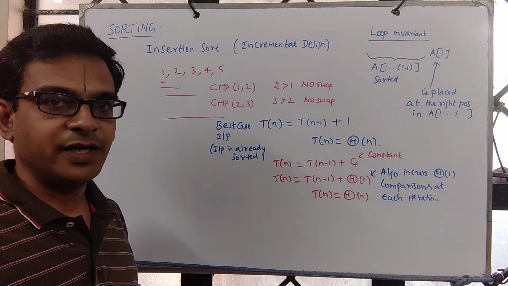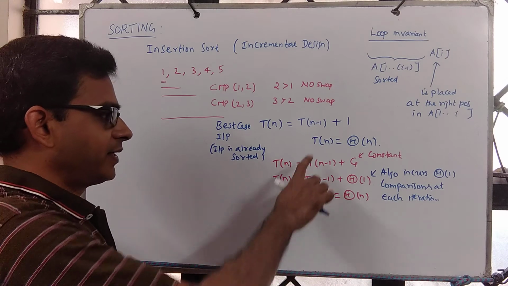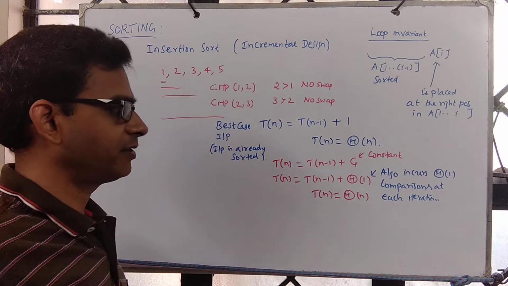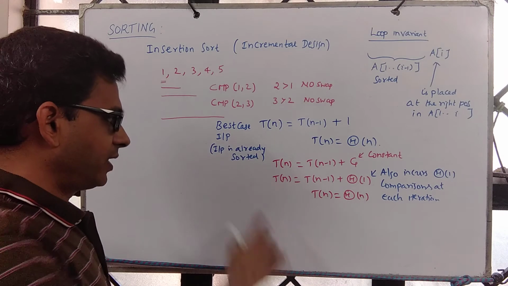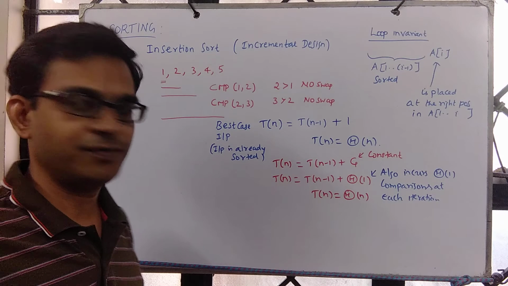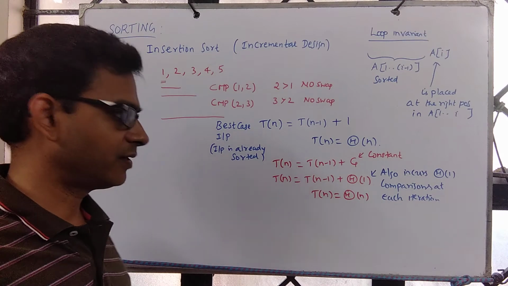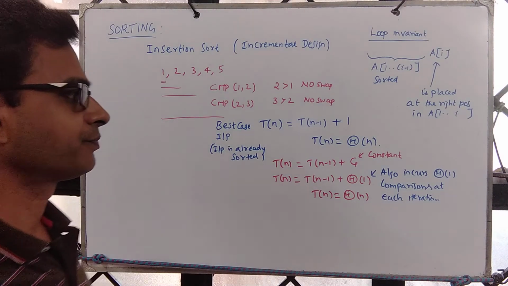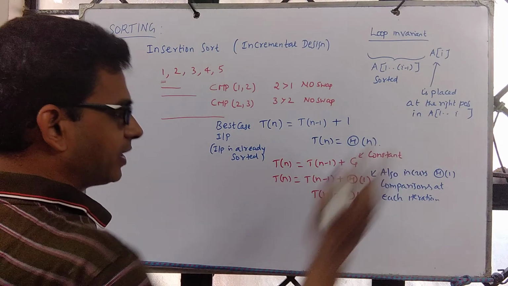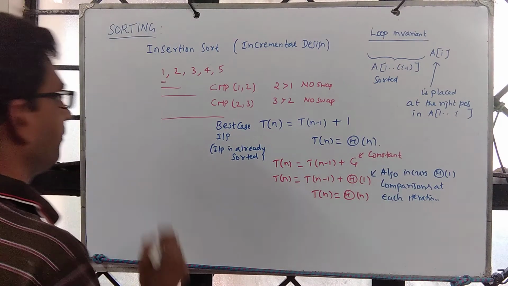Now there is an improvement. If you look at bubble sort or selection sort, in the best case it was taking theta of n square, but insertion sort says it takes theta of n time. That's a very good improvement. Now a drastic reduction: linear time, and the other one is quadratic.